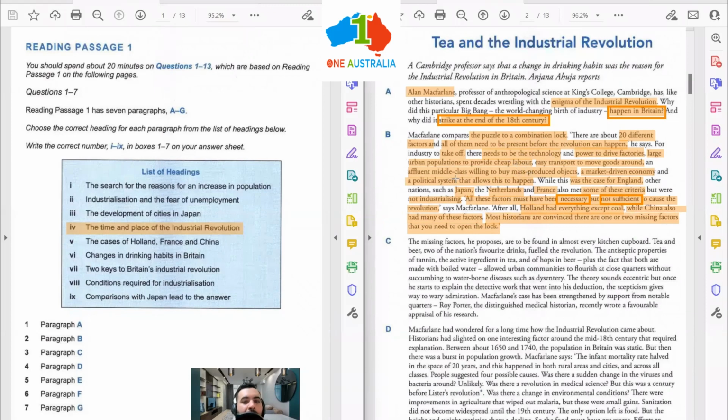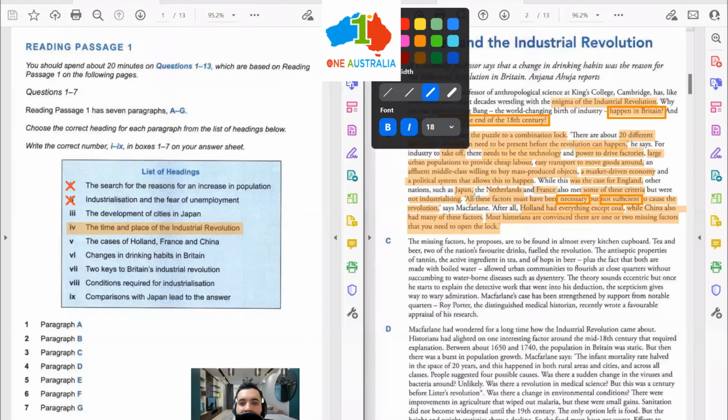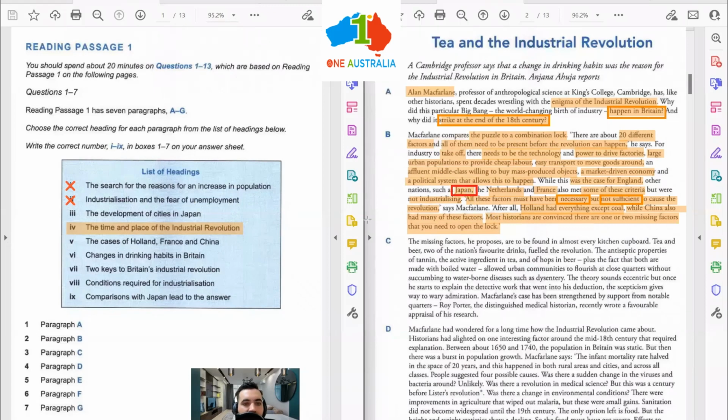Let's read the headings and try to identify which should be the heading for this paragraph. Now, if we read heading number 1, they're saying search for reasons for an increase in population. They're definitely searching for reasons, but not for an increase in population. But why the industrial revolution happened, right? So you can neglect this because they're not talking about an increase in population. Next, industrialization and the fear of unemployment. There's no talk of any kind of fear of unemployment in this paragraph either. This is also not suitable as a heading. The development of cities in Japan, definitely they have talked about Japan here, if I can highlight it for you, right? But they are not talking in any manner about the development of cities in Japan. So this also you can neglect.